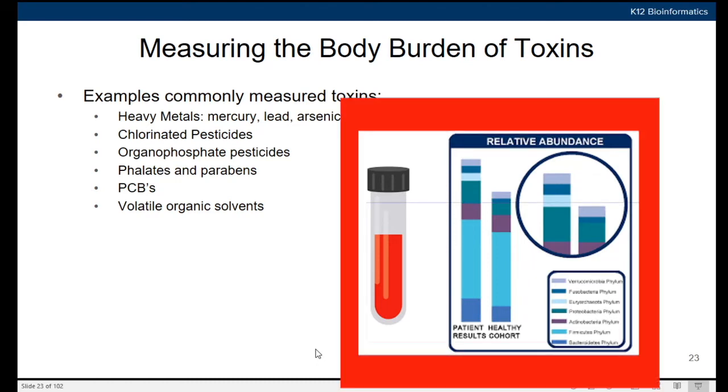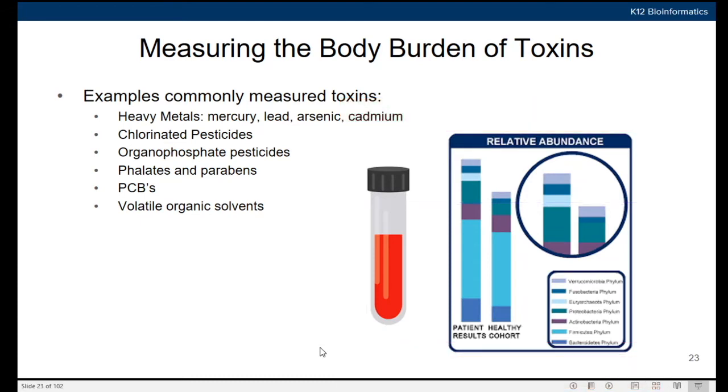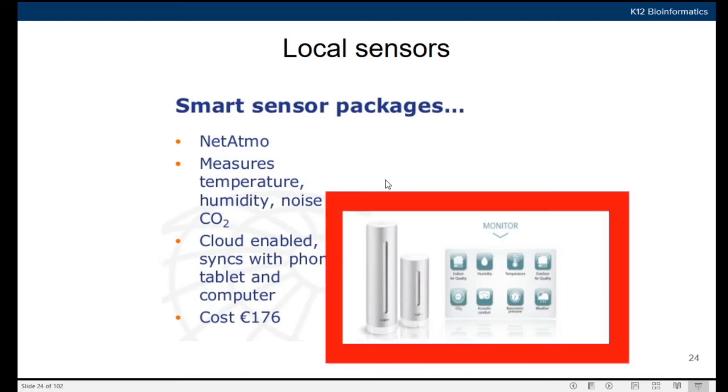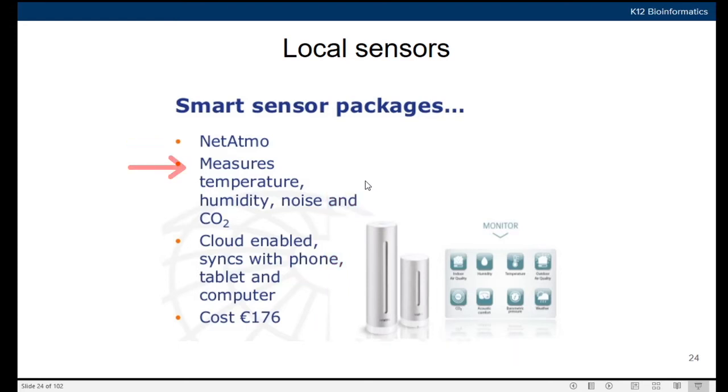From biomedical samples taken in a clinic, we could, for example, measure the burden of toxins within an individual. Such toxins might include heavy metals like mercury, lead, arsenic, or cadmium. Also could include chlorinated pesticides, organophosphate pesticides, PCBs, or volatile organic solvents. Certain basic exposure information can be obtained using small physical home monitoring devices applied as local sensors. These technologies are typically specific to measuring one or a small handful of exposure types. Here is an example of a small sensor called Netatmo that measures temperature, humidity, noise, and carbon dioxide.